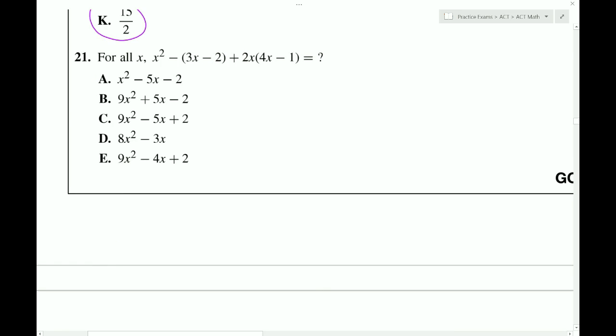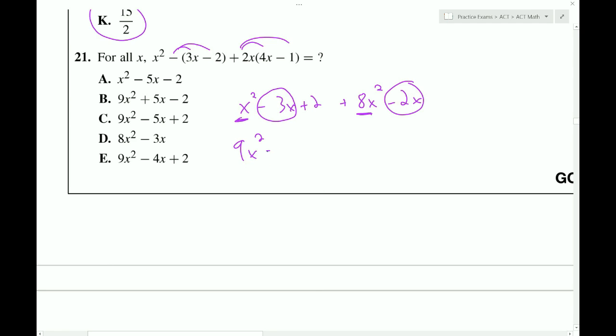Alright, for all x, what does this equal? So we could distribute this minus sign. So that gives minus 3x plus 2. And then we could distribute this 2x. So we get 8x squared minus 2x. Now we've got a minus 3x with a minus 2x. And we've got 8x squared with a 1x squared. So that's 9x squared. And that's minus 5x. And we still have the plus 2. So choice C.